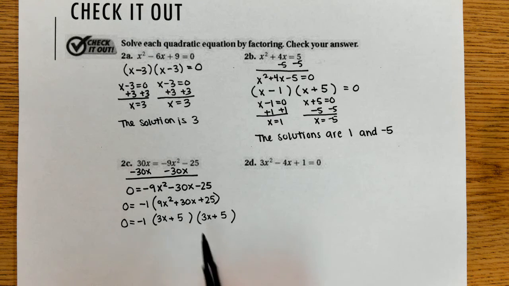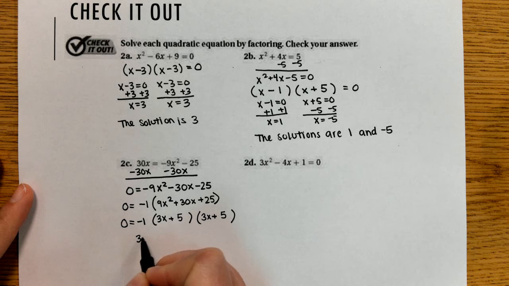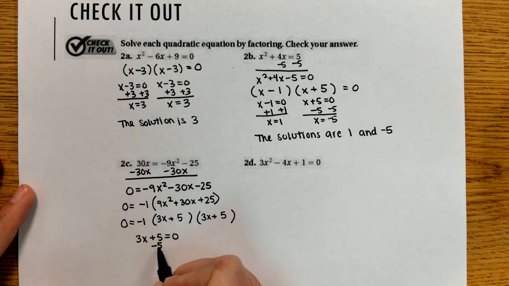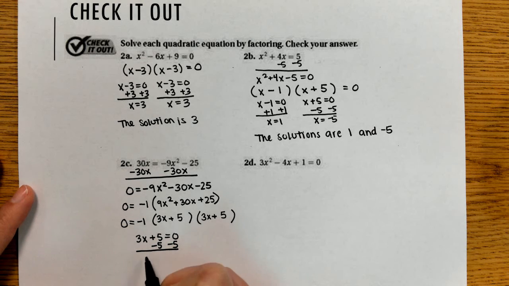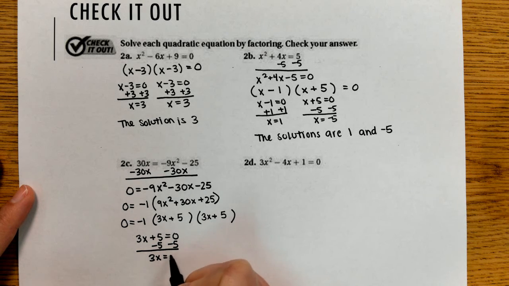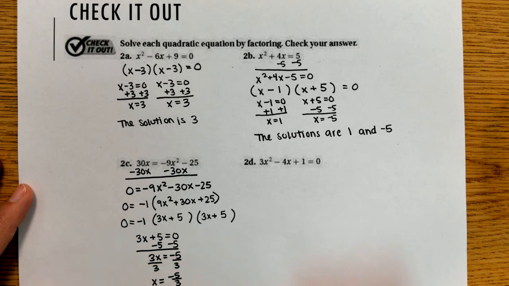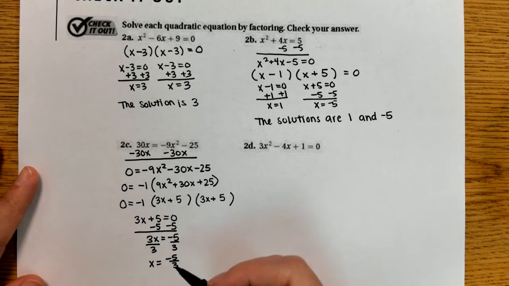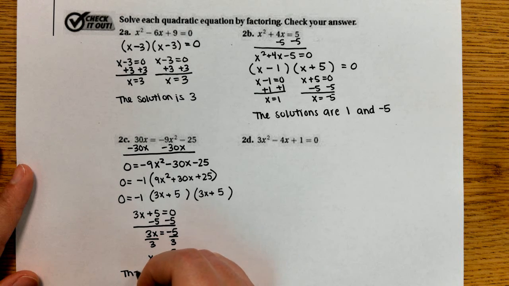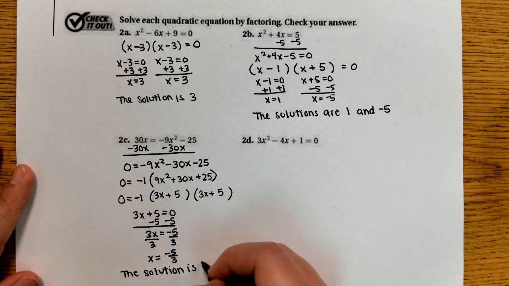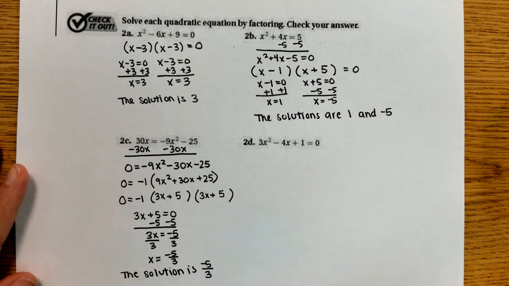So now these guys are the same, so I'm going to set it equal to 0. So 3x plus 5 equals 0. So subtract 5 from both sides to get 3x by itself. So we have 3x equals negative 5. And then from here, divide by 3. So x equals negative 5 over 3. So here, there's one solution. The solution is negative 5 over 3.